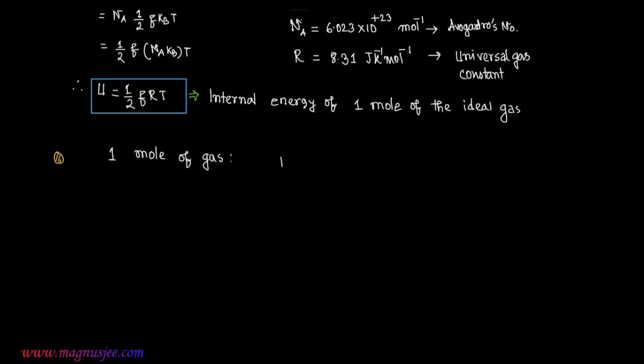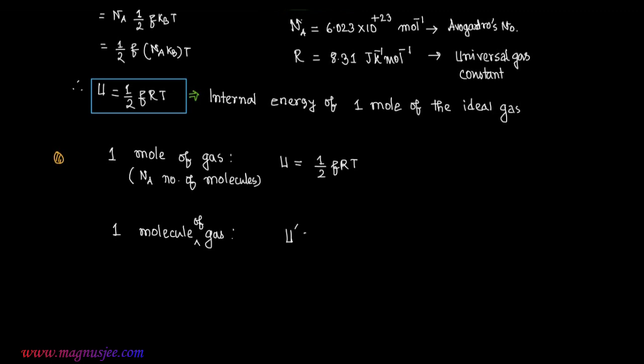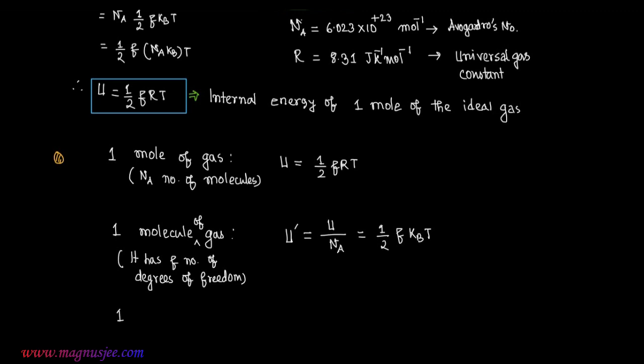For 1 mole of an ideal gas, internal energy U is equal to half fRT, and 1 mole has Avogadro's number of molecules. Now, for 1 molecule of the ideal gas, internal energy U prime is U divided by Na, which has the expression half fkT, and we know that 1 molecule has f number of degrees of freedom. That's why the internal energy of 1 molecule of gas, U prime, will be half fkT.